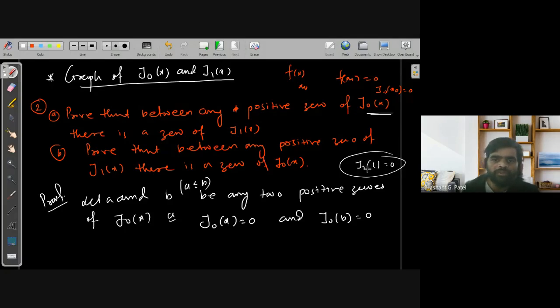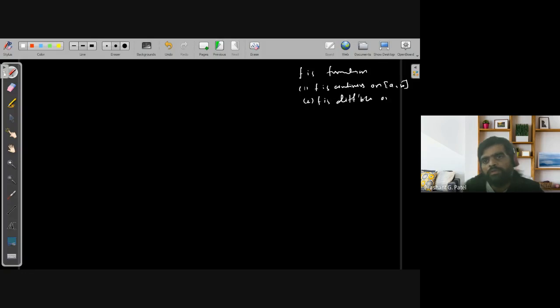To prove this one, let us use Rolle's mean value theorem. What is Rolle's mean value theorem? Let us state that. If f is a function, first, f is continuous on the closed interval [a, b]; second, f is differentiable on the open interval (a, b); and third, f of a is equal to f of b, then there exists a c in between a and b such that f dash of c is equal to 0.